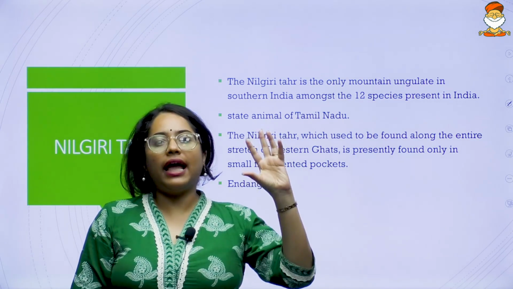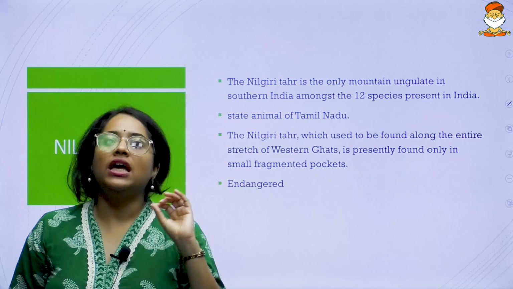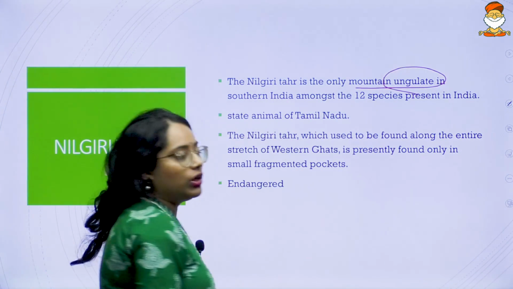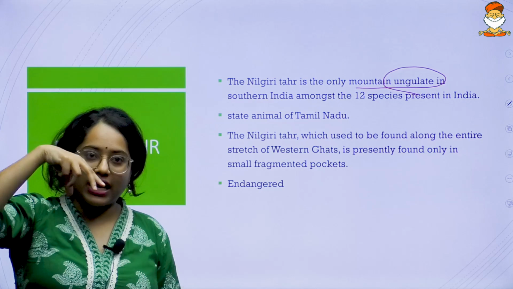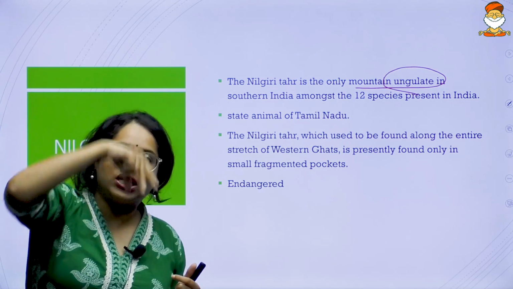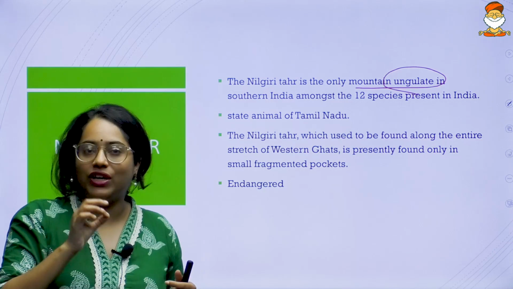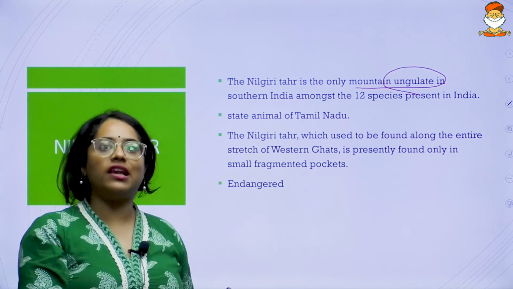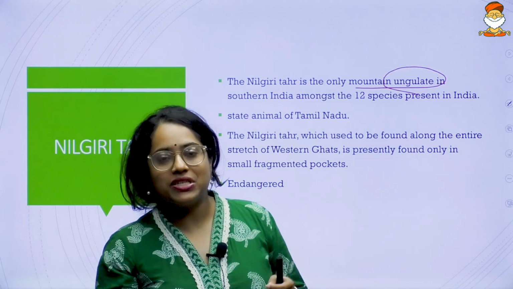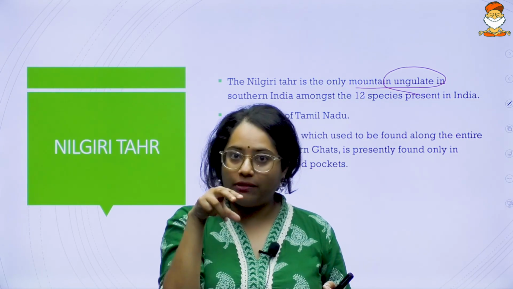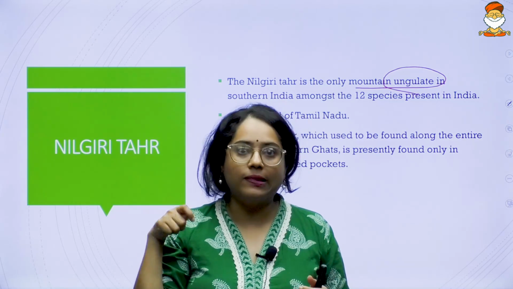Nilgiri tahr is like a deer species. It's the only mountain ungulate. Ungulate means it has a specific kind of feet structure that will equip it to climb onto the rocks. If you've seen the video of a Nilgiri tahr, they don't climb on the rocks in a normal manner. They quickly jump onto the different rocks. They can do it because their feet are designed in this manner.